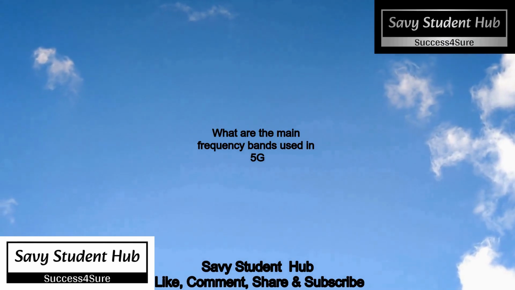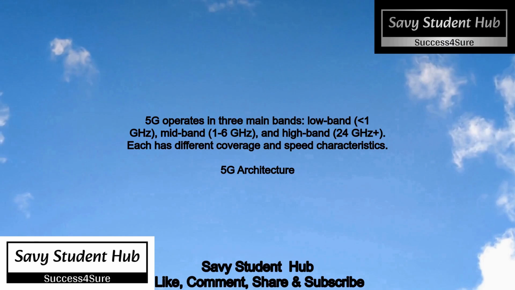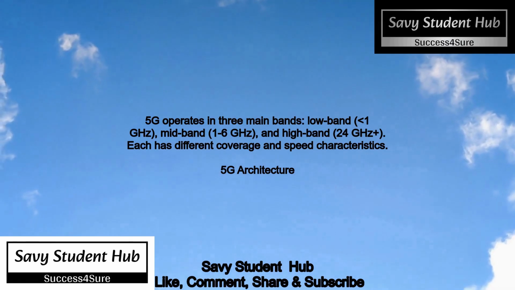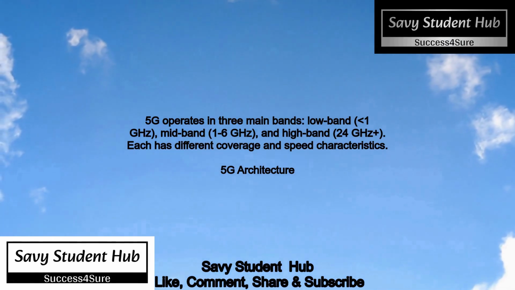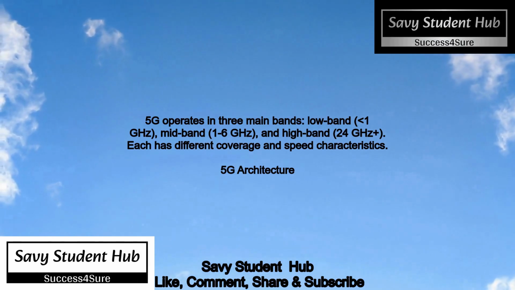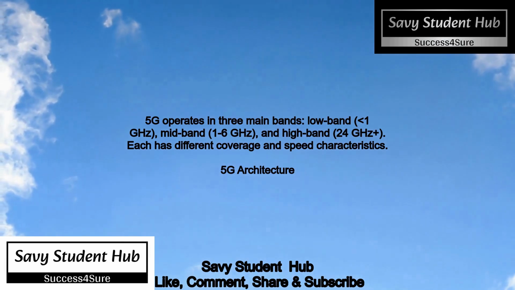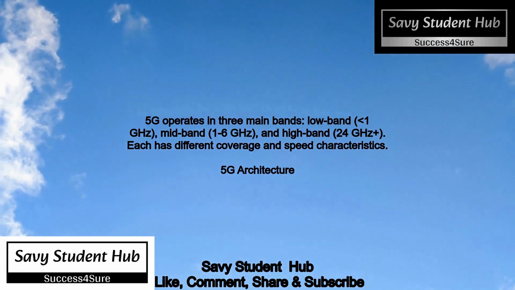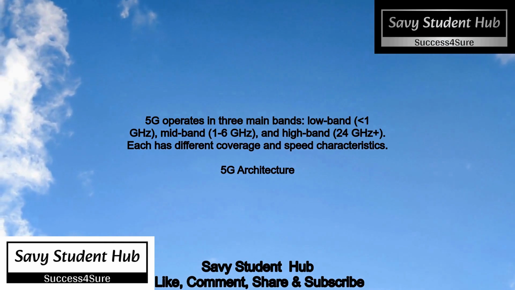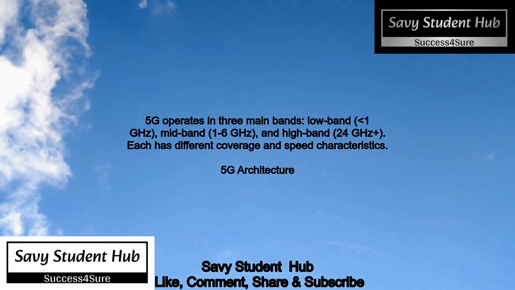5G operates in three main bands: low band, less than 1 GHz, mid band, 1 to 6 GHz, and high band, 24 GHz plus. Each has different coverage and speed characteristics.